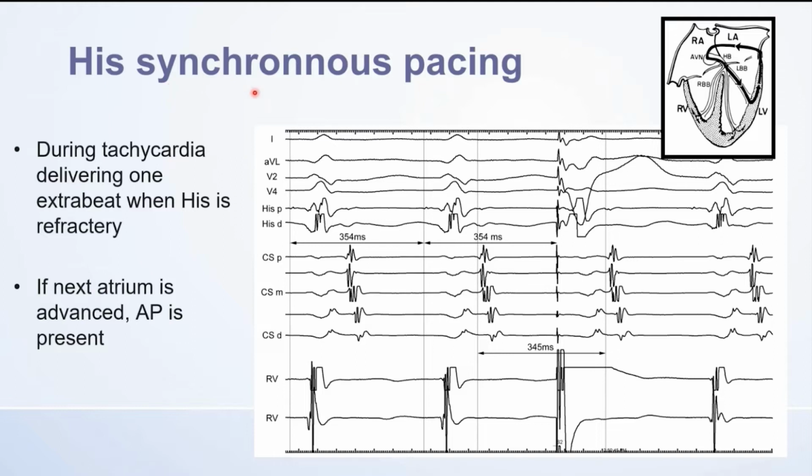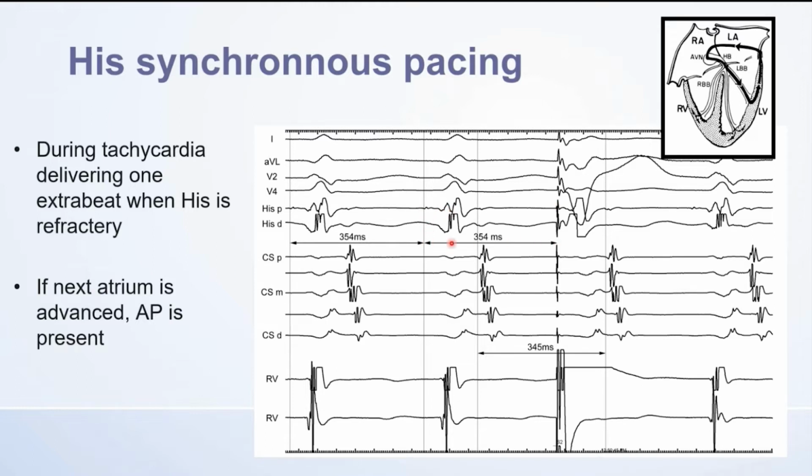First is so-called His synchronous pacing. This is done during tachycardia, when you deliver one single extra beat into the ventricle, which, if there is an accessory pathway, will shorten the next atrium. So you deliver that at the time of the His refractory. So this was the His.